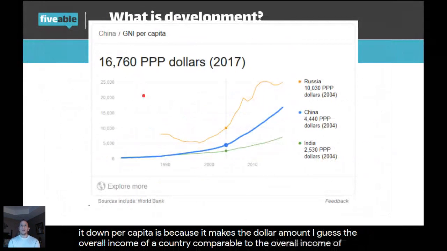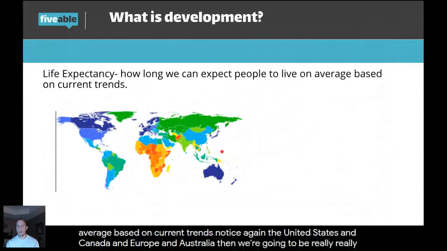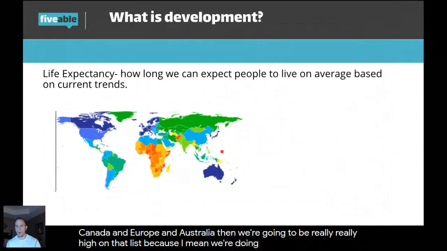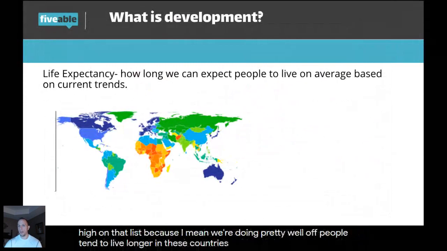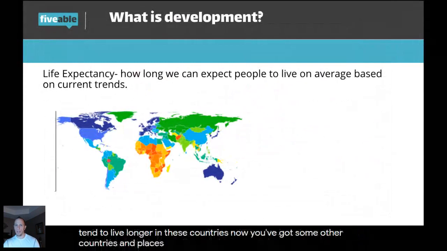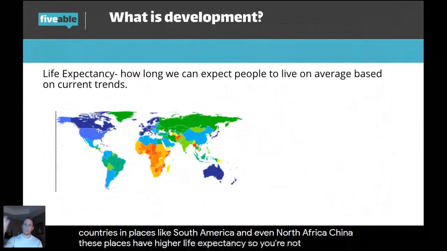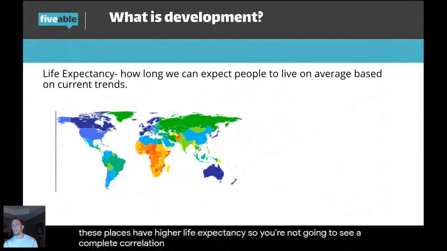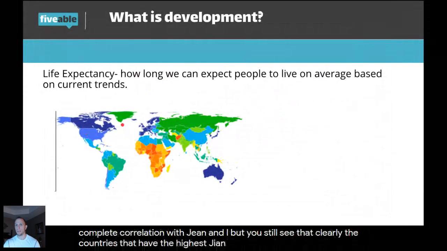All right, so the other one, we're still looking at HDI, life expectancy. How long can we expect to live on average based on current trends? Notice again, the United States and Canada and Europe and Australia are going to be really, really high on that list because we're doing pretty well off. People tend to live longer in these countries. Now, you've got some other countries in places like South America and even North Africa, China, that have higher life expectancy. So you're not going to see a complete correlation with GNI, but you still see that clearly the countries that have the highest GNI also have the highest life expectancies. All right.